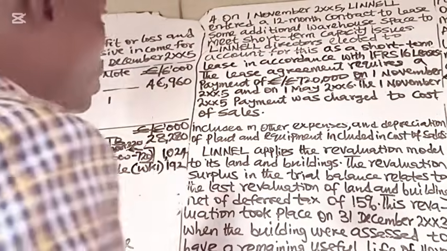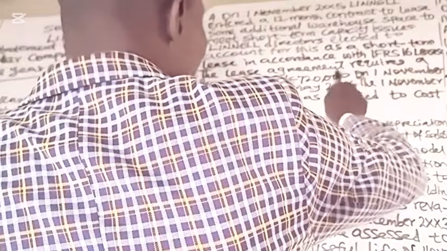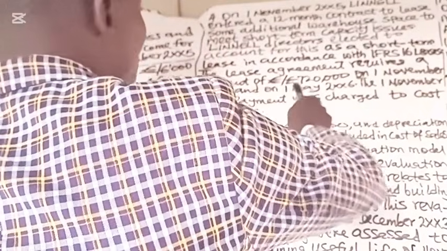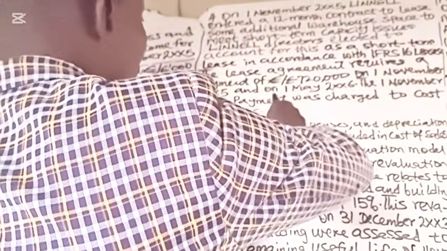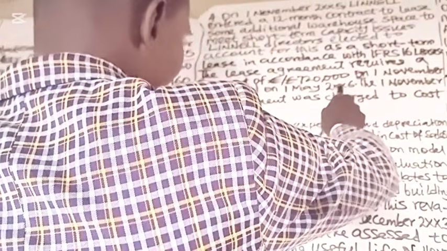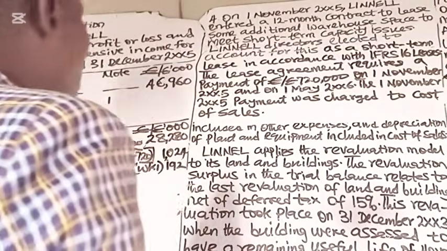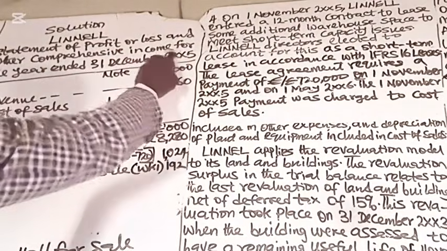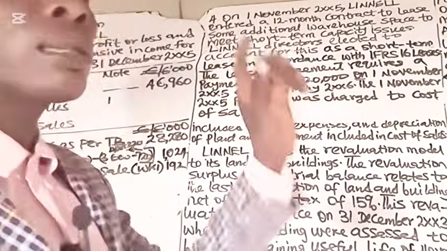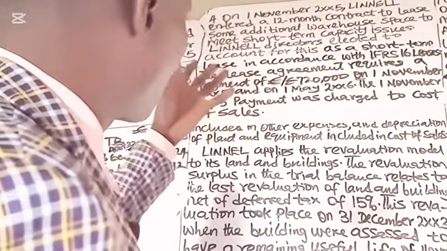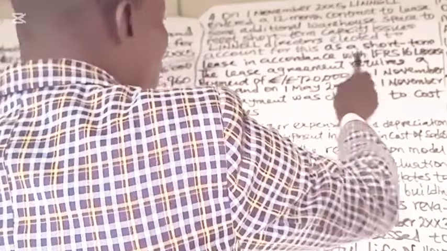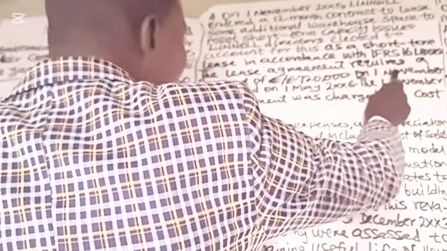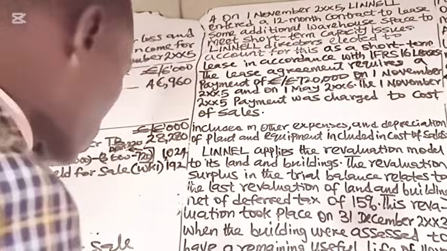But look at this question. One is payable on November 1st, and the other one was payable on the 1st of May 20XX. So it means the two payments do not fall within the same year. The accounting year in question is 2SS5, but the second installment does not fall within 2SS5 accounting period. So if you sum up the two installments, it is 720,000 plus 720,000, the one for November 1st and the other one for May 1st, giving us 1,440,000.